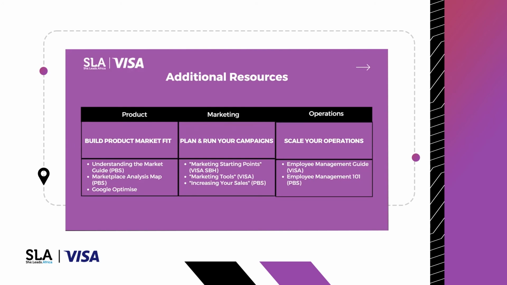Then in terms of scaling your operations, if you were looking to start employing more people to help you out with your business, Visa has a great guide on how to get started with employee management, covering what sort of people you should be recruiting, how you can go about recruiting them in terms of websites or other resources, and even how to do things like payroll. All that information is on the website. Same thing, there's Employee Management 101 on the Practical Business Skills website.